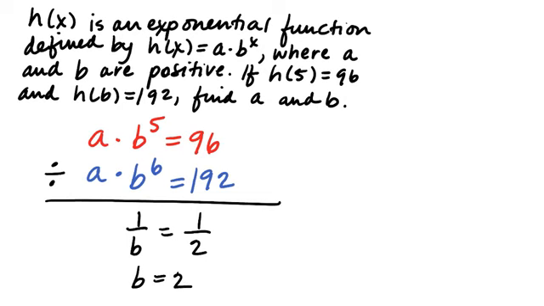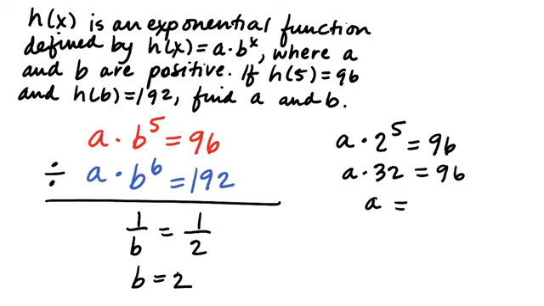Okay, then if I have to find a, I'm going to say, well, just plug in 2 for b, so I'll just use the easier looking one with the smaller number. a times 2 to the 5 equals 96. Well, 2 to the 5 is 32. So that means that a is going to be 96 divided by 32. And that means that a is 3.